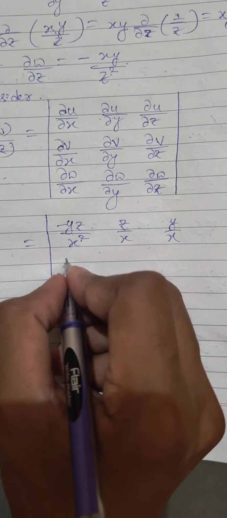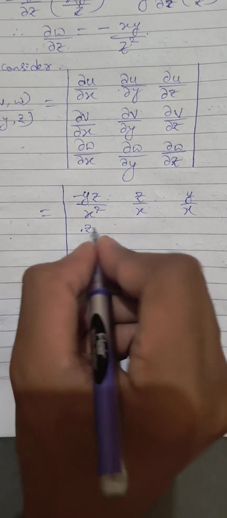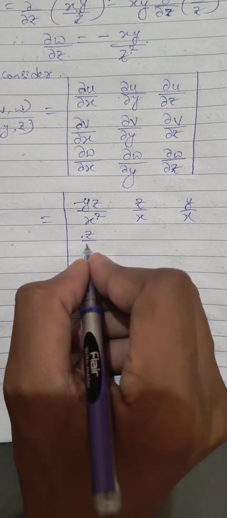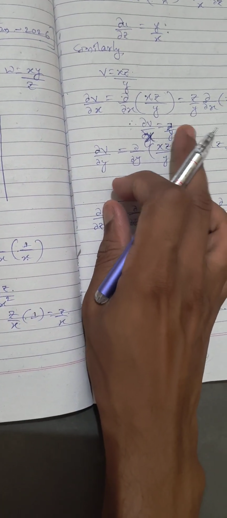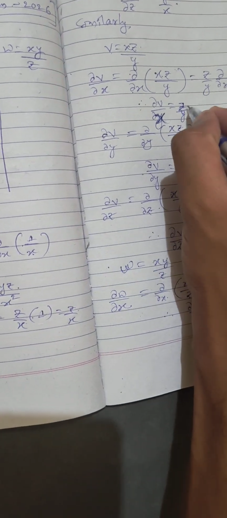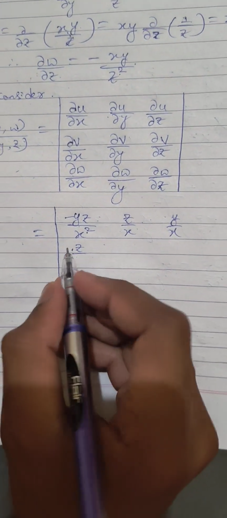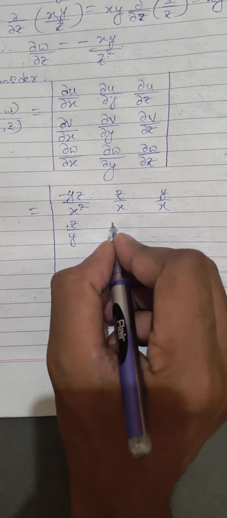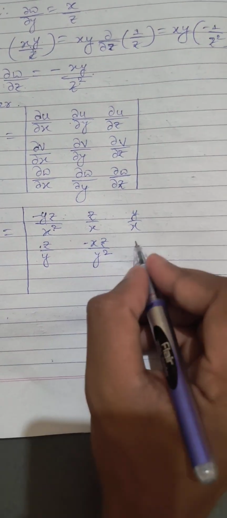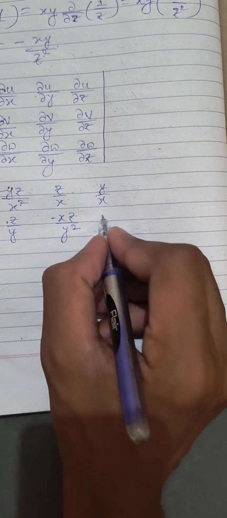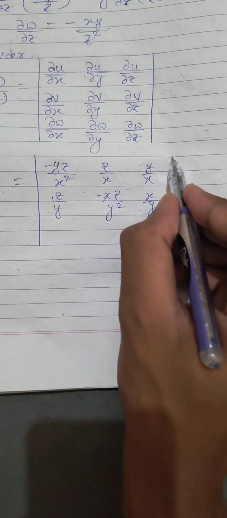What is the del v by del x value? It is z by y, I'm sorry, that is z by y. So del v by del x is equal to z by y. Similarly, what is the value of del v by del y? That is x into z divided by y square. You can see the value. The del v by del z value is given by x divided by y. Is it clear? So complete the determinant.